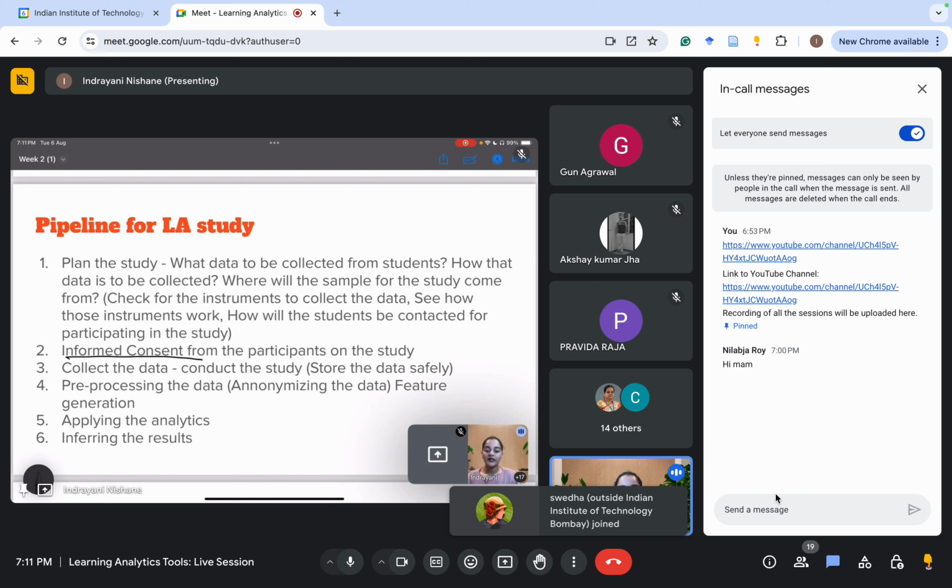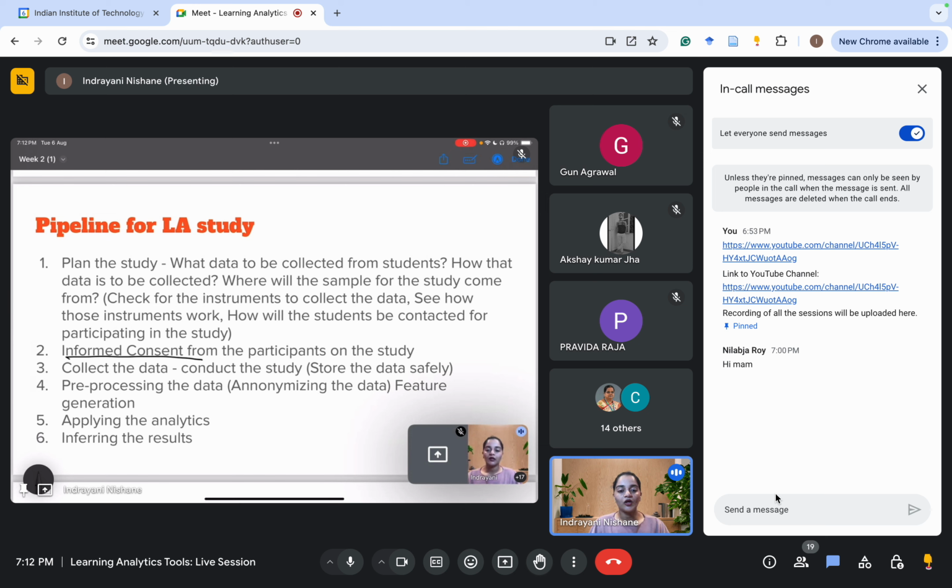This study design we have to mention in the consent form so that students know what they have signed up for, what they are supposed to do. All that information needs to be with the students when they are participating in our study. Apart from that, they need assurance that you will protect their data. You will not share their data with any third party, and you will anonymize their data. You will delete all the personal identifiable information.